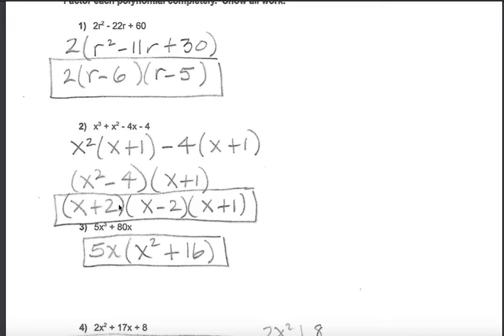So we have these three factors when we're all done. We should have x plus 2 times x minus 2, which will give us x squared minus 4, but then we have to multiply that by x plus 1 to get what we started with here.